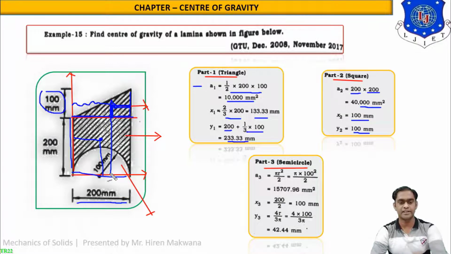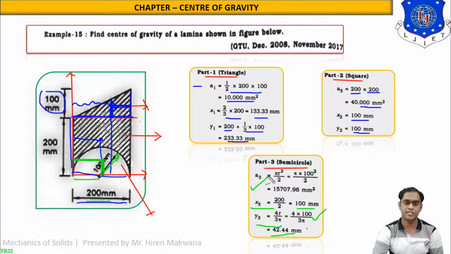Last part, part 3, let us change the color. You must remember that 100 mm is the radius of part 3, and the formula of the CG from the center is 4r by 3 pi. So the CG y3 will be 4r by 3 pi, in which the radius is 100, divided by 3 pi, so it is 42.44 mm. What is x3? This CG from the y-axis is known as x3, which is equal to half of the diameter 200, which is equal to the radius 100 mm. So x3 equals 200 by 2 equals 100 mm.